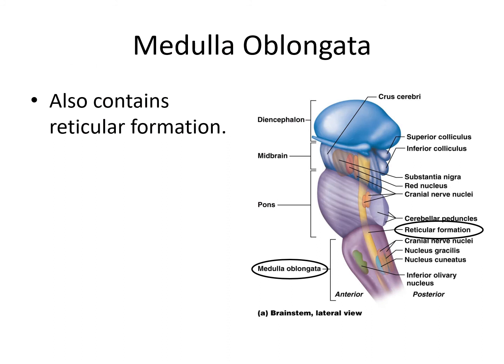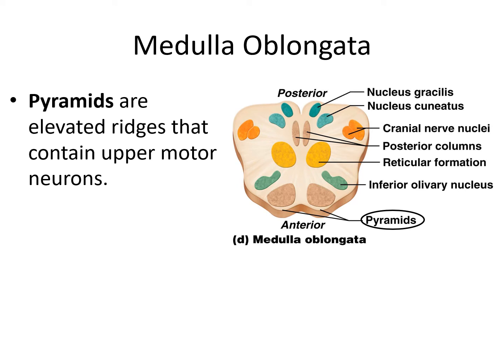Okay, back to this picture again. Here's the medulla oblongata, and it also contains the reticular formation as it extends all the way down here in yellow. Now, a structure of the medulla oblongata are called the pyramids, shown right here. These are ridges that contain upper motor neurons. In a later lecture, we'll talk about upper motor neurons and lower motor neurons, and the more superior motor neurons are found here in the medulla oblongata.